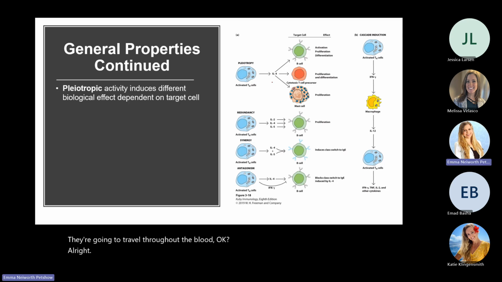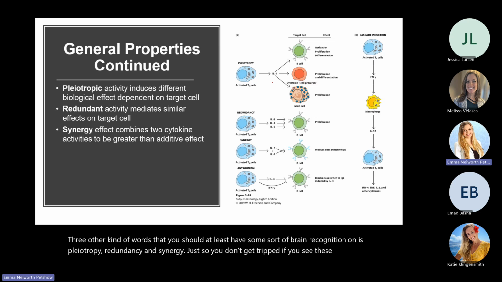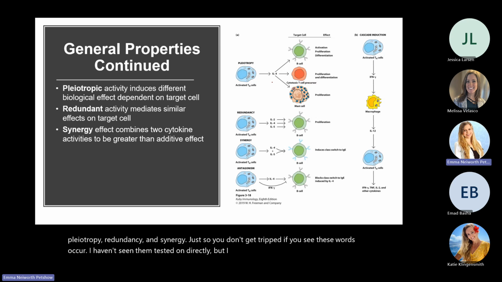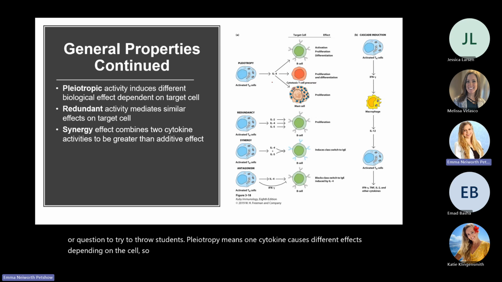Three other words that you should at least have some sort of brain recognition on are pleiotropy, redundancy, and synergy, just so you don't get tripped if you see these words occur. I haven't seen them tested on directly, but I have seen them used in a vignette or a question to try to throw students. Pleiotropy means one cytokine causes different effects depending on the cell. So IL-4 can promote a B cell class switch, but it can also help T cells differentiate. So IL-4 has two different actions depending on the cell it's interacting with. But it's the same exact cytokine.